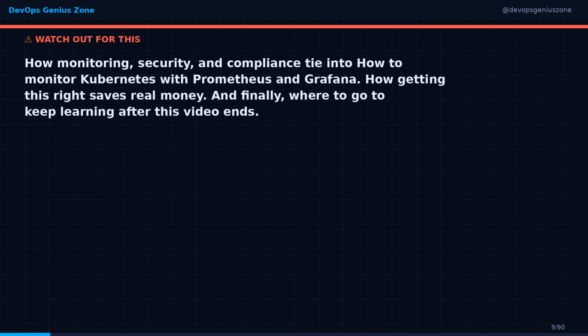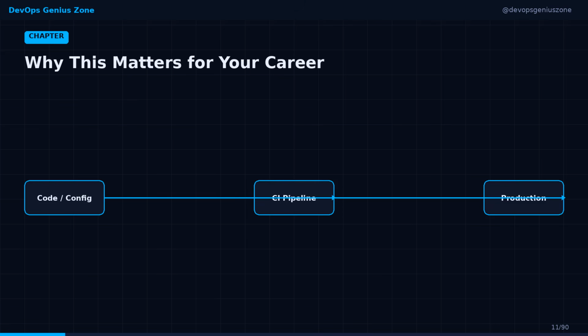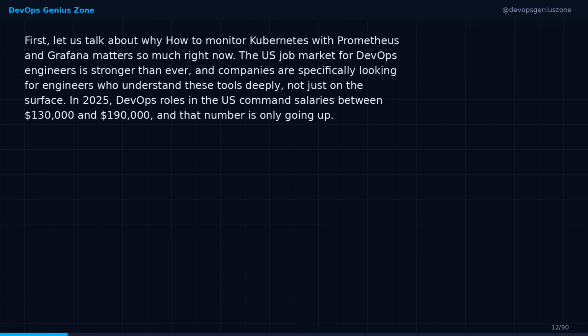Let's get into it. First, let us talk about why how to monitor Kubernetes with Prometheus and Grafana matters so much right now. The US job market for DevOps engineers is stronger than ever, and companies are specifically looking for engineers who understand these tools deeply, not just on the surface. In 2025, DevOps roles in the US command salaries between $130,000 and $190,000, and that number is only going up. Knowing how to monitor Kubernetes with Prometheus and Grafana inside and out can literally change your career trajectory.